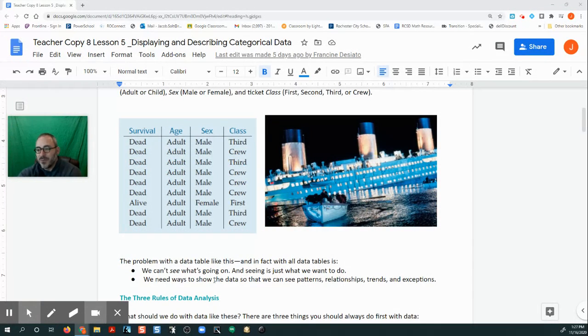Okay, so the problem with a data table like this, in fact, the problem with all data tables, is that it's a little bit hard to see what's going on. And the whole purpose of organizing the data is so that we can quickly ascertain and see what it is that the data is trying to tell us. We need other ways to show the data so that we can see the patterns, the relationships, the trends and exceptions.